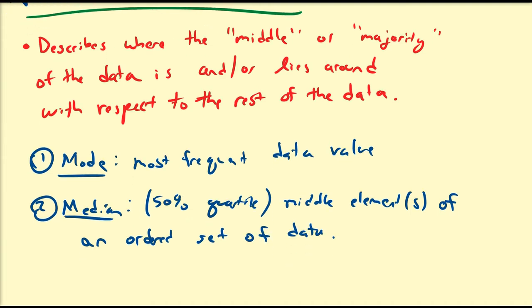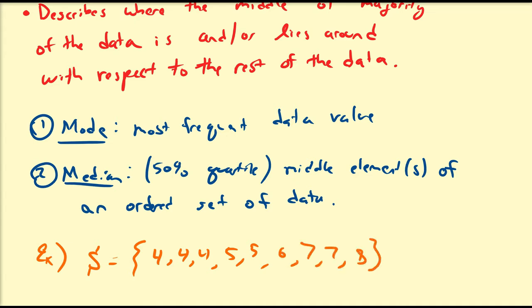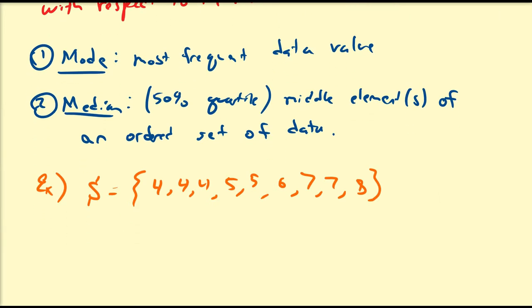So let's begin with a basic example to illustrate these two measures of central tendency. Let's consider the set S given by the numbers 4, 4, 4, 5, 5, 6, 7, 7, 8. These could be, say, the ratings from 0 to 10 of the movie that just came out at your local movie theater. First off, what is the most frequent data point in this set? We clearly see that the frequency of 4 is 3, and the frequency of the rest of them is either 2 or 1. Since 4 has the highest frequency, the mode of this set S is equal to 4.